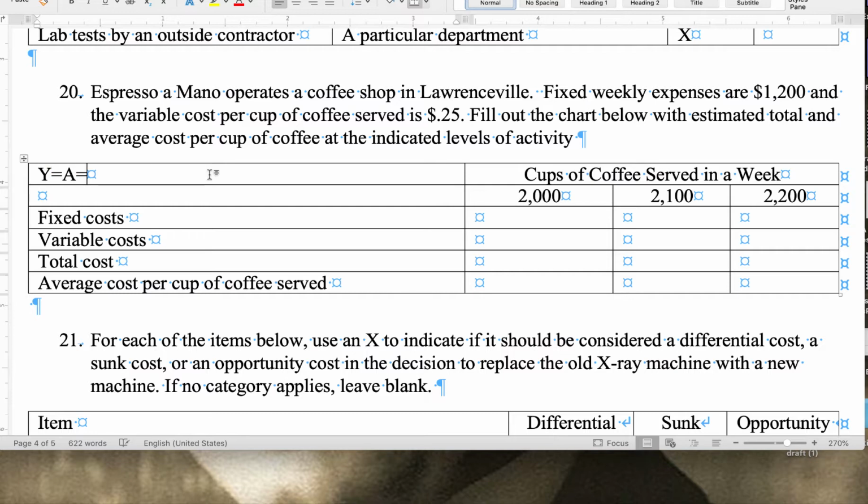So hopefully you remember from the lecture video, and I'm going to type this in. Y equals A plus B of X. What are we saying here? Total cost equals total fixed plus total variable costs. Okay?